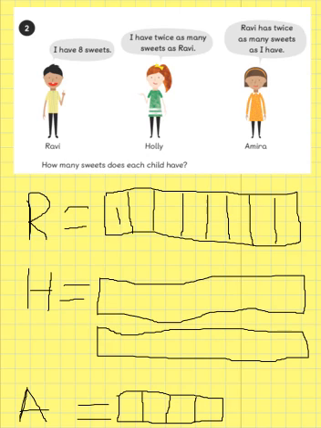So here, each one of these is representing 1 because we know that Ravi has got 8 in total. So if this is 8, we know that Holly has got twice as many sweets as Ravi, so that's going to be in total 16 because she has got twice as many, and then Amira is going to have 4 in total, which should be answered like that. So hopefully that's the answer that you got. Ravi has got 8, Holly has got 16, and Amira has got 4.